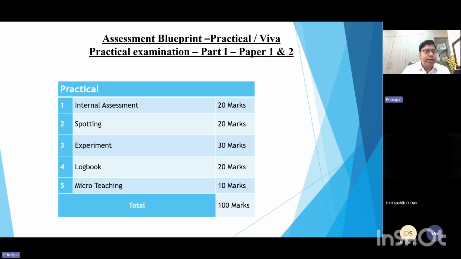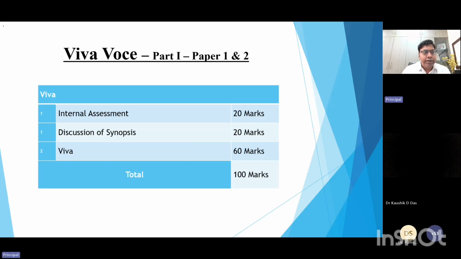Now, this is an assessment blueprint for the practical and Viva examination of part 1. We already know that for paper 1 and paper 2, there is a common practical exam. So this is the bifurcation of the practical or Viva examination for part 1. We know that 100 marks are given for Viva. The breakup of Viva is given here.